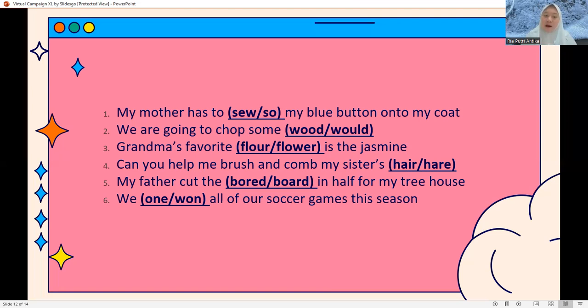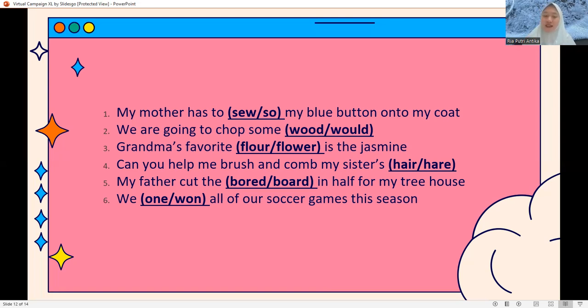And the next, my father cut the blank in half for my tree house. Which one is correct? Board or bored? Okay, the correct answer is board, B-O-A-R-D. My father cut the board in half for my tree house.